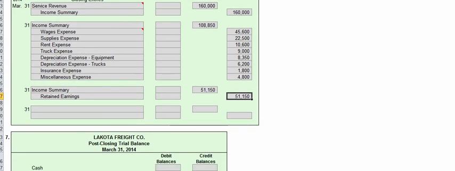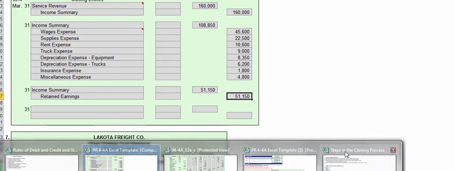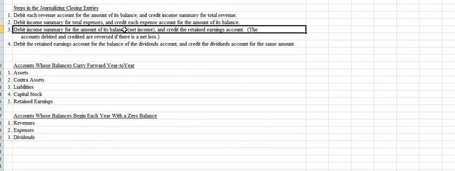Okay, so let's read that one. Here's what we just did. We debited income summary for the amount of its balance, which should be equal to net income. And we credited the retained earnings account for the same amount. Of course, it would be the same amount if those are the only two accounts affected by the entry. Note that the accounts debited and credited are reversed if there's a net loss.